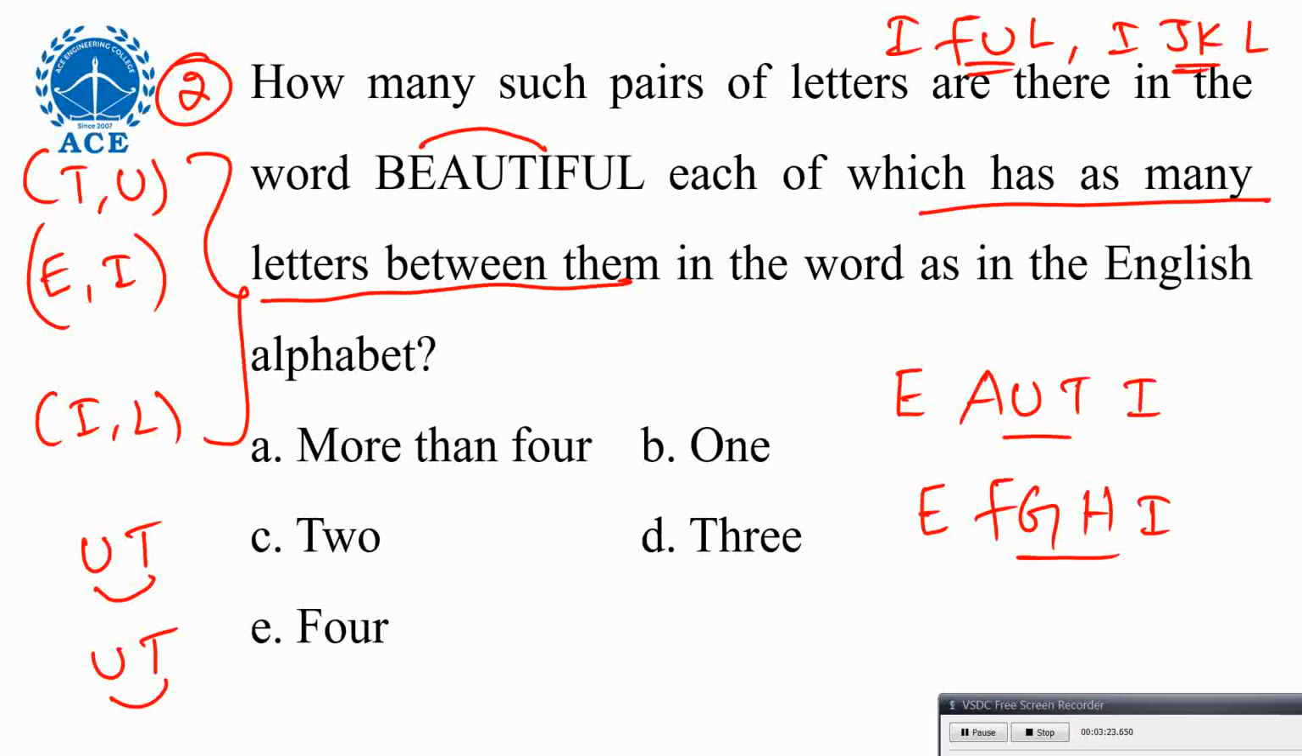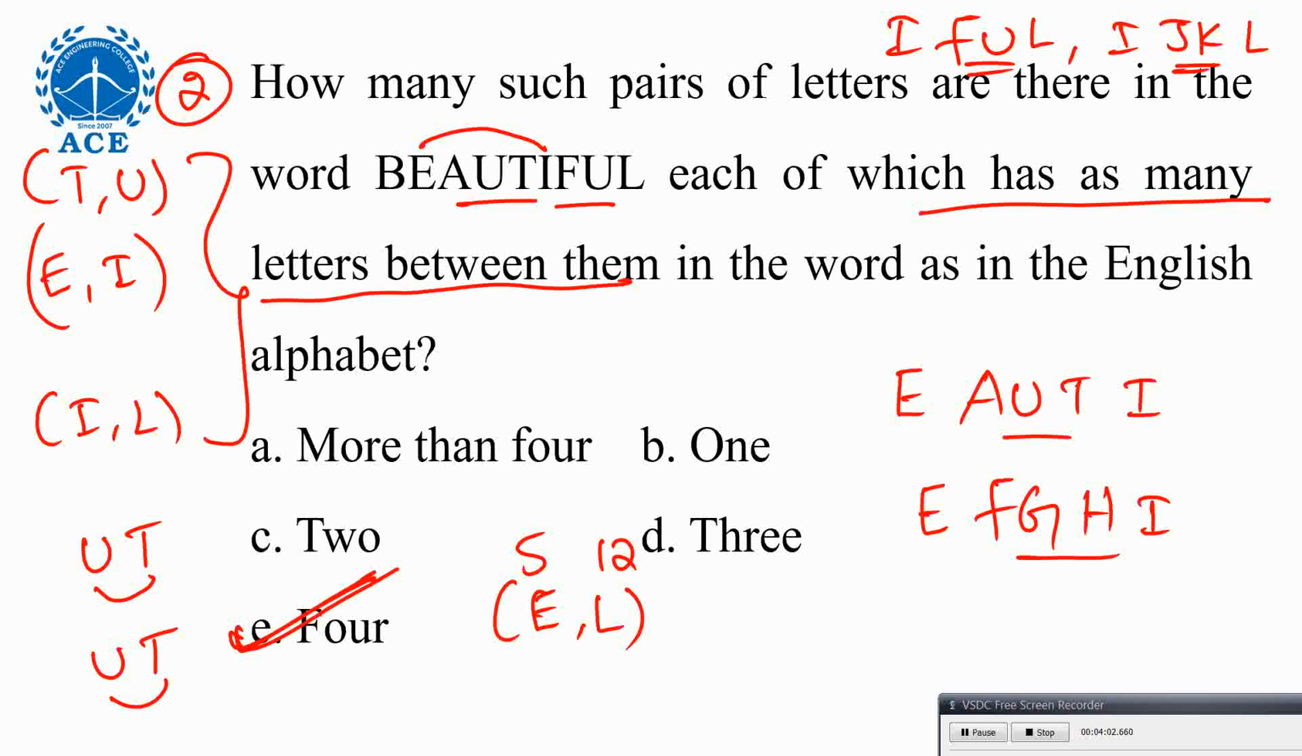anything else with as many letters gap? E and L. E to I gap is satisfied, then I to L is also satisfied, so E to L is one more pair. Between E and L, E's value you know is 5, L's value is 12, which means in between we have 6 letters. Here also 3 plus 3 is 6 letters. E and L is correct. So we have a total of 4 pairs. The answer is 4.